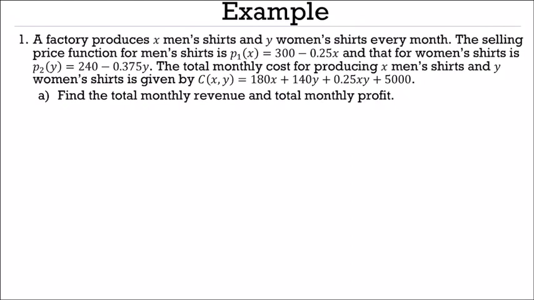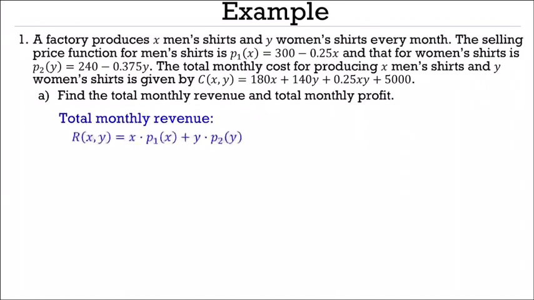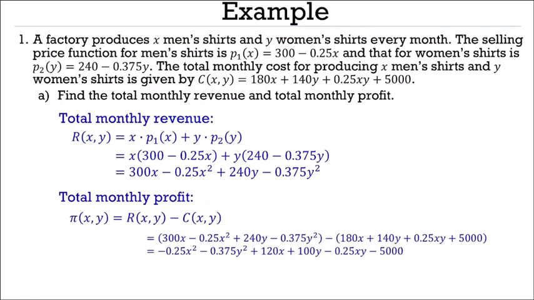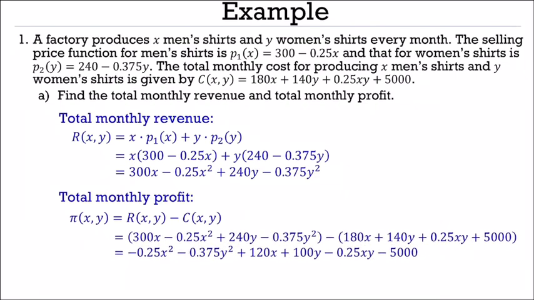The total monthly revenue is quantity multiplied by its price. Because there are two items, the revenue function equals X multiplied by P1(X) plus Y multiplied by P2(Y). Then substitute the given price function and simplify. For the total monthly profit, it equals revenue minus cost function. Substitute the function, then simplify.